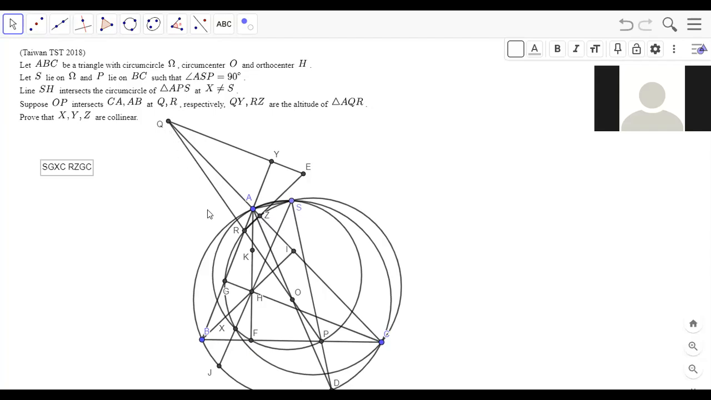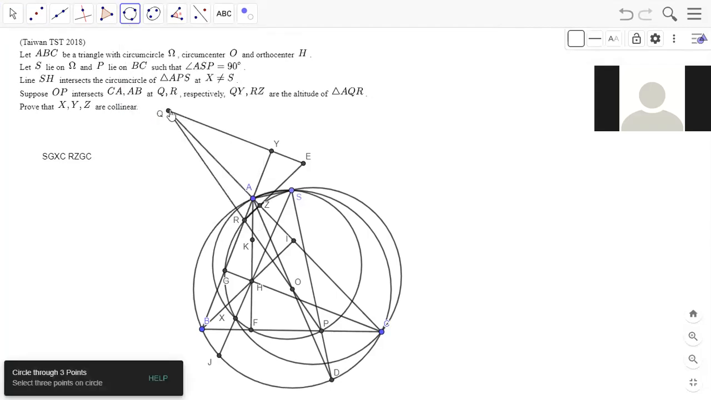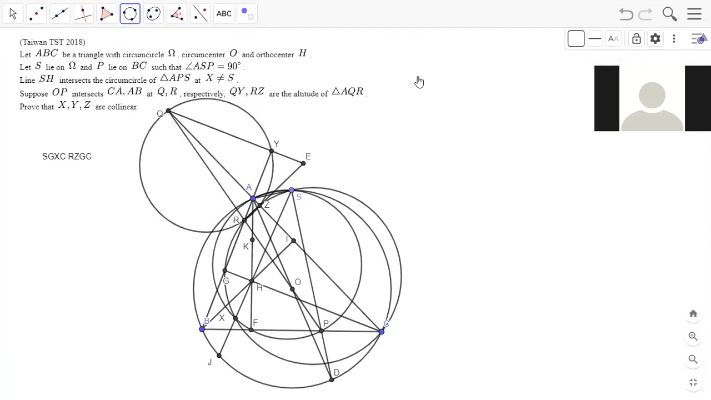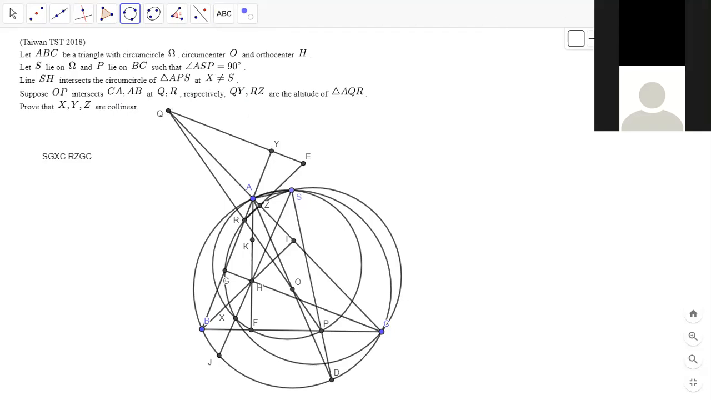I guess, do you mean, so we have this circle, and what's the last circle? Is it this one, QY? Let's see. Intersect AE with the AFP circle. Okay, hold on one second.